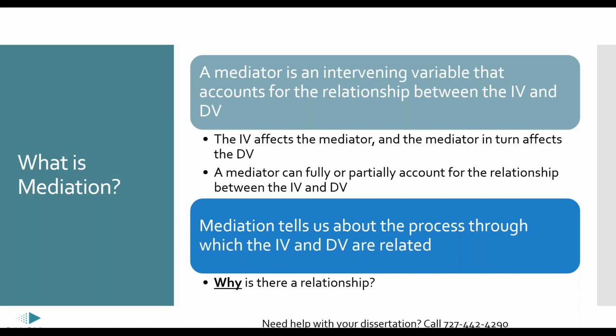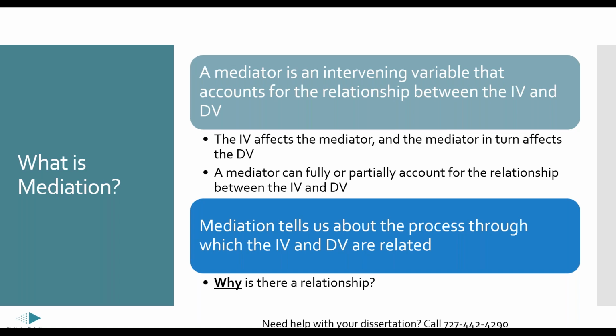So in mediation, we are testing to see if the independent variable affects the mediator, and then in turn, if that mediator affects the dependent variable. So in other words, we are looking at a chain of influence or a process by which the independent variable affects the dependent variable.